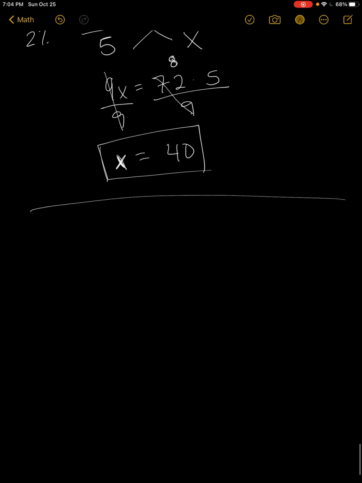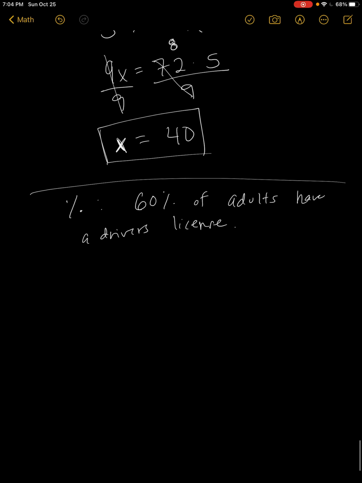Yeah, so those are just some examples of proportions. Oh, percent. If you want to do a percent problem, right? So let's say we know that 60% of adults, I'm just making all of this up, have a driver's license. Okay, we'll just say that's what the data says. The data says this many people have a driver's license, 60%.